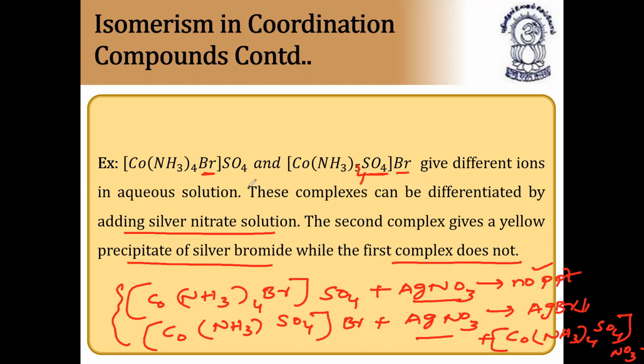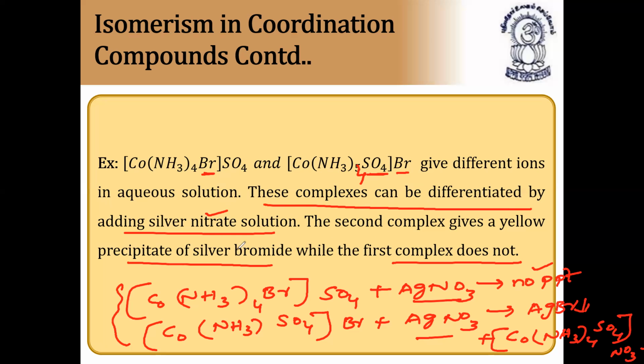So this is called ionization isomerism. I hope it is clear now. In this type of isomerism, they will give different ions in aqueous solutions or in other solutions. So these complexes can be differentiated by adding silver nitrate solution. This is a very, very important point. Ionization isomers can be differentiated by means of adding silver nitrate solution.